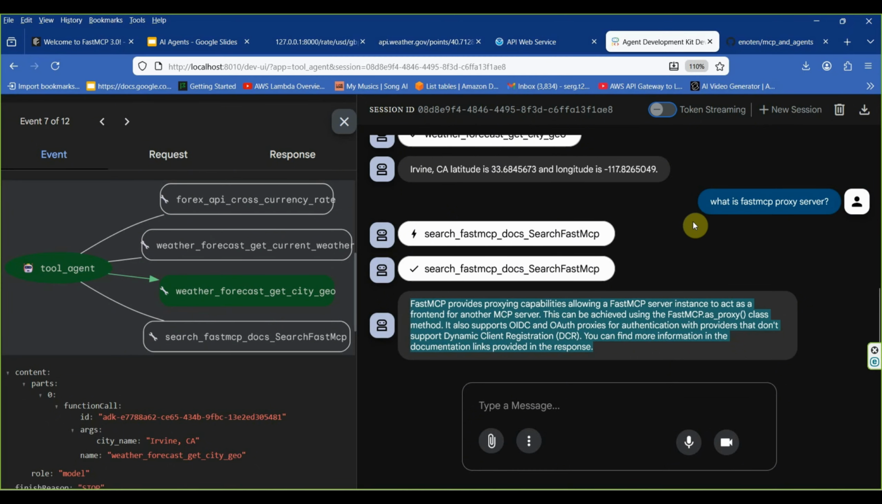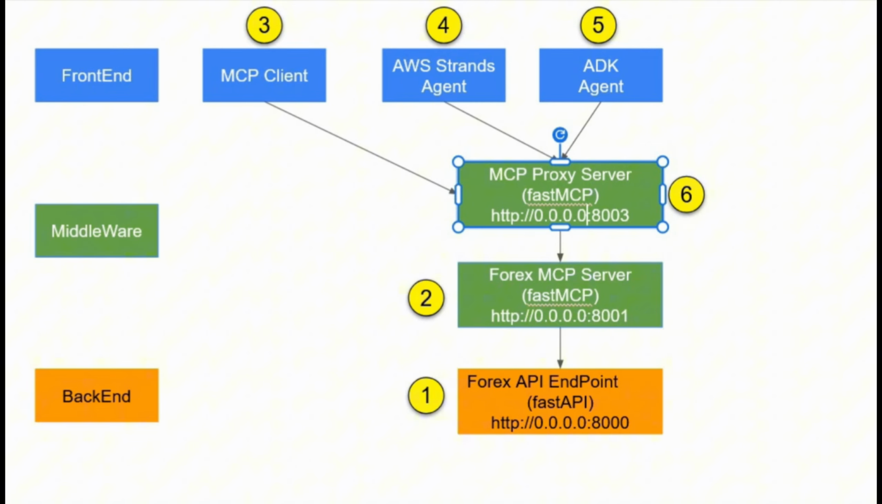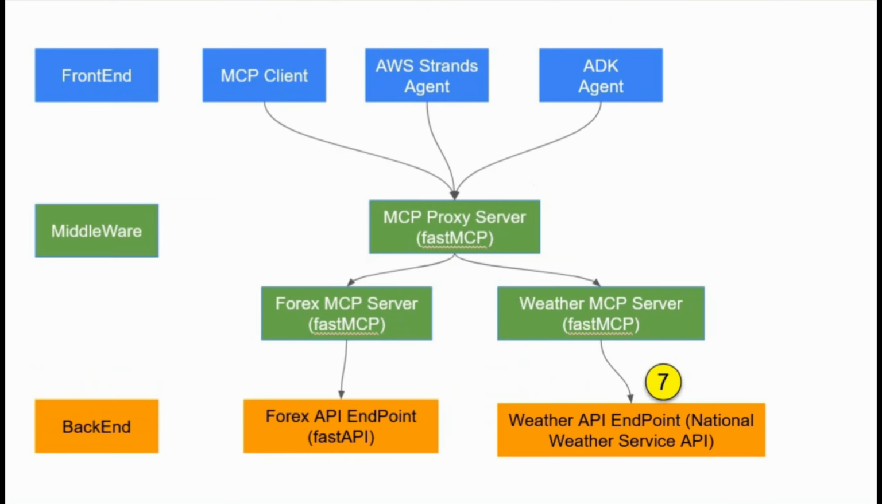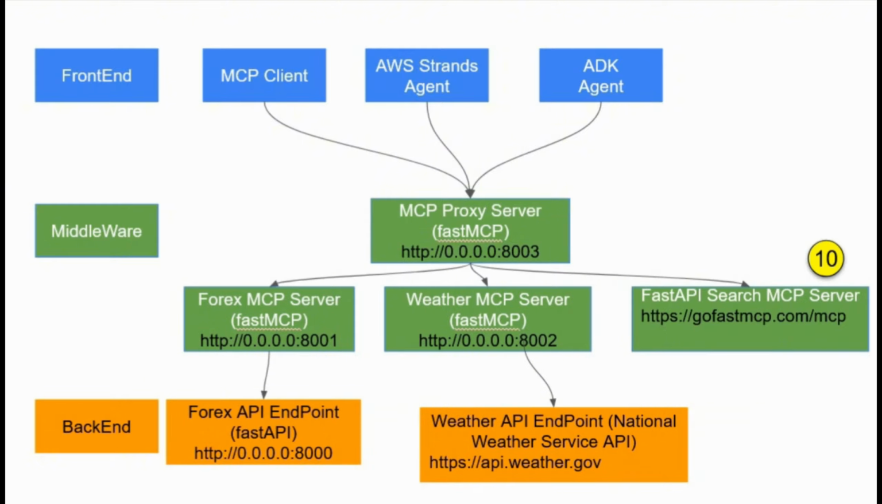Okay, so let me summarize. Where are we on our way? So we have already developed the Forex API. We have already designed the Weather API. We have already deployed the Weather MCP server and the Forex MCP server and the MCP Proxy Server on top of that. And we were also able to add the fastMCP Search MCP server provisioned by the fastMCP team at this location. So we have completed our task and the plan for today's session.